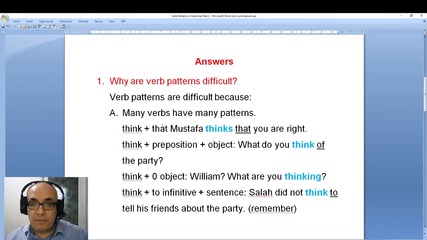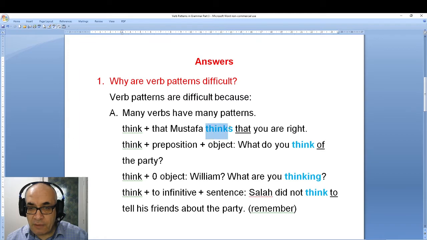Think. After think, you can say that Mustafa thinks that you're right. So you can use think, and then after think you can use a clause. So think is a verb, that you are right is a clause. After think, you can use a preposition plus an object. What do you think of the party? So of is a preposition, the party is an object. After think, maybe zero object.